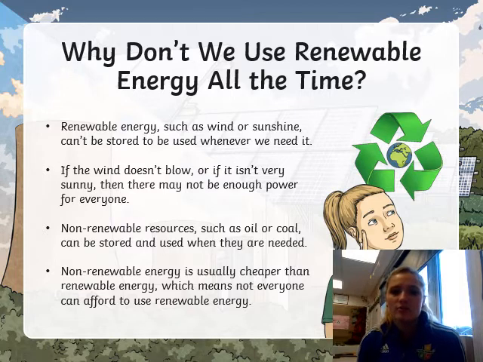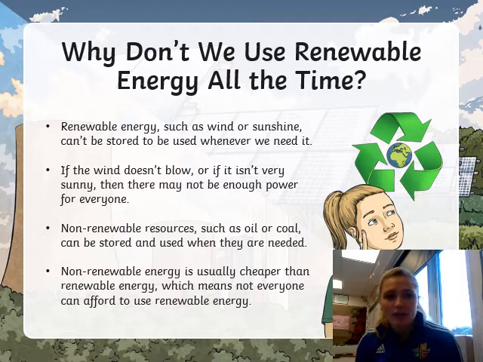So why don't we use renewable energy all the time? Because looking at this and thinking about how we can use natural resources like the sun, waves and wind, and how we can actually use that to make renewable energy, why are we not using that all the time so that we can protect our planet and stop things like coal and oil running out?